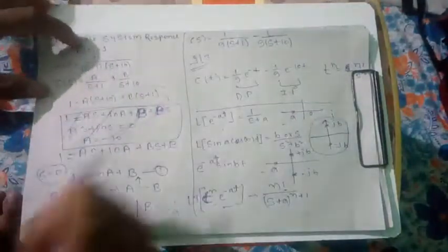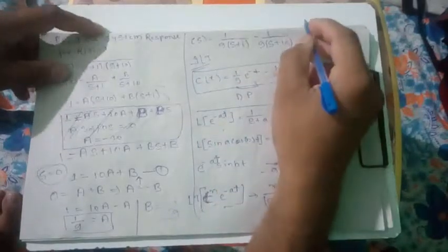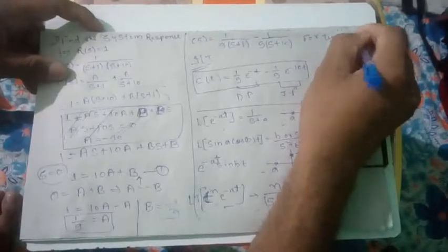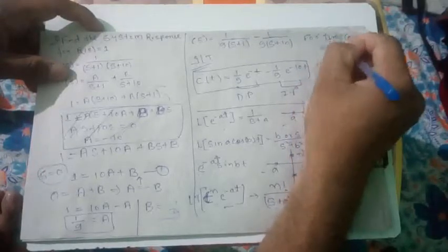We are asked, for the system time constant, to compare c(t) with the exponential minus t response. That means, to find the system time constant, we have to compare c(t) with exponential minus t by tau. In the previous problem we saw what this is. So if you want to find the system time constant, compare this with exponential of minus t by tau.